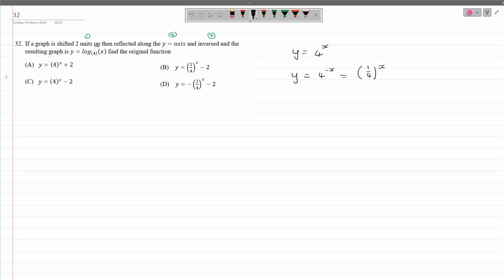Lastly, the graph was shifted up by 2 units initially, but now we're going to shift it back down by 2 units. So now if we follow these steps again, we shift it up by 2, reflect it along the y, and inverse it, we're going to get y equals log 4x. Therefore here our answer would correspond to B.